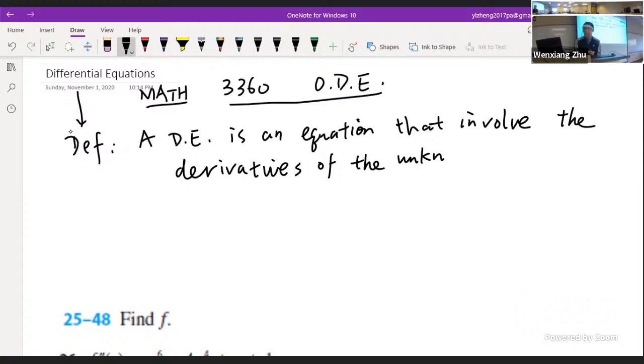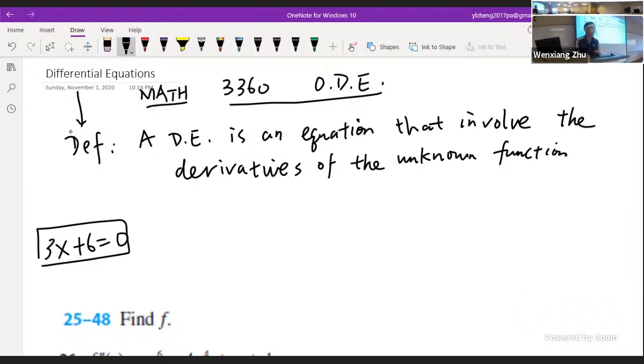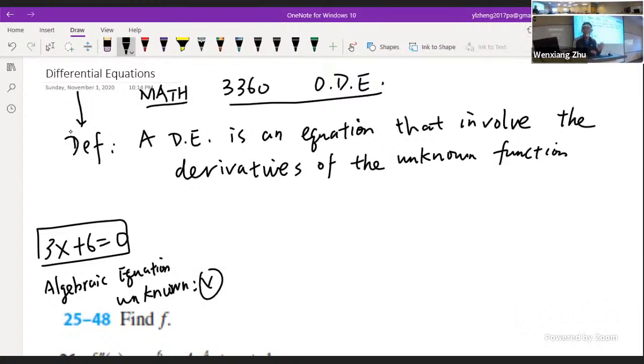So basically, you just need to find the unknown. This time, like what we did before, is solving 3x plus 6. You solve this equation for x. This one you don't call a differential equation. This is just a so-called algebraic equation. In this case, you have the unknown, it's just a number, it's just x. There's no derivatives of x there.